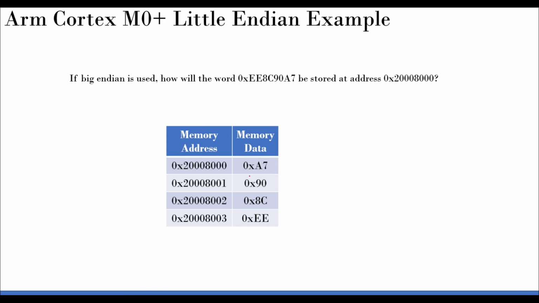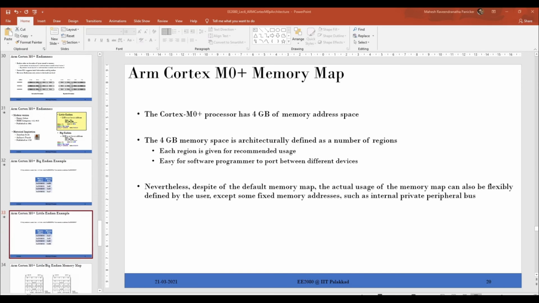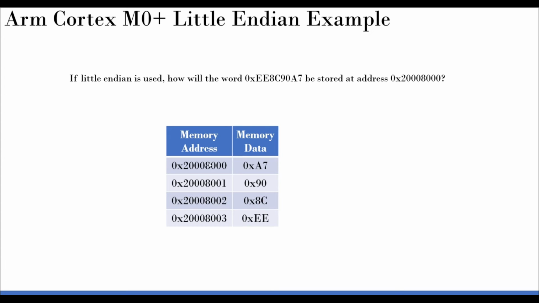And then the other way. I think there is a small typo here. So if it is little endian, let me correct it right now. Okay, if it were little endian, the least significant byte is in the lowest address, and the most significant byte is in the most significant address, or the top address. That's the meaning.